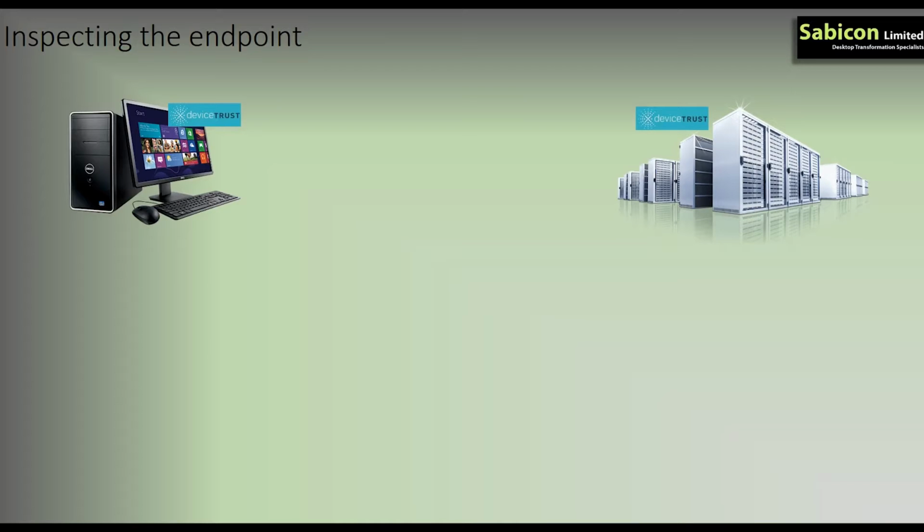We install a small piece of software called deviceTrust on the client, on the endpoint, and we also have the server equivalent sat on the virtual server farm. This is communicating automatically and dynamically through the virtual channel that you are communicating through, RDS or Citrix ICA, for example.